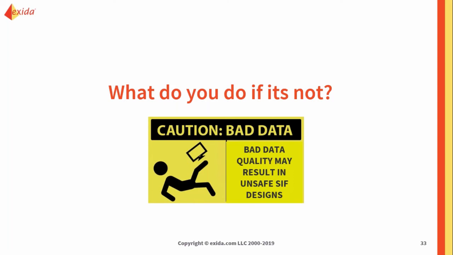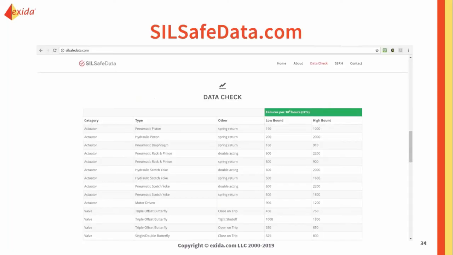What do you do if you don't have good data? What if the information you've gotten is either unrealistic or not for the same environment or operation? What do you do now? Well, first of all, you can always use generic numbers in your SIL verification calculations. These will be conservative numbers. They will be higher than certified devices. However, that's not necessarily a bad thing.